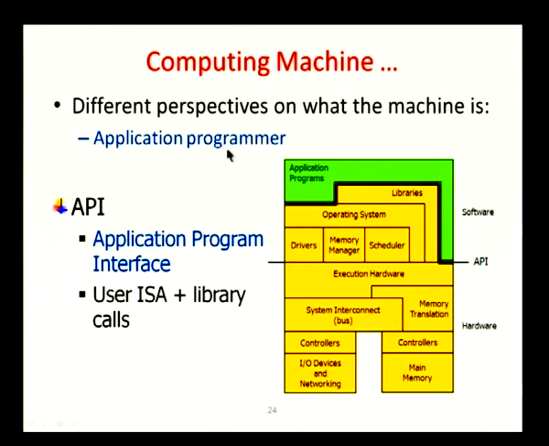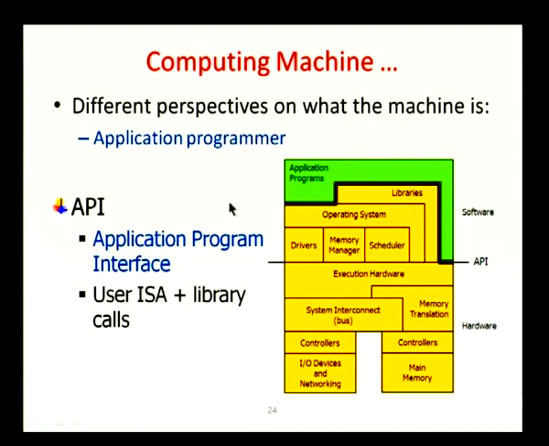The next one is the perspective of the computing machine in the application programmer's view. Here we use the API, that is, the application program interface. This API divides the application programs from the other parts of the computer. Normally, APIs are considered to be the user instruction set architecture plus library calls. When you consider these two together, it is known as the actual API.